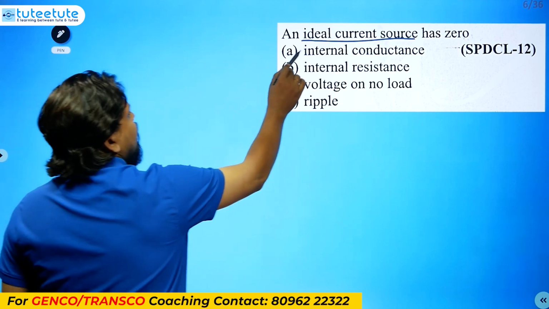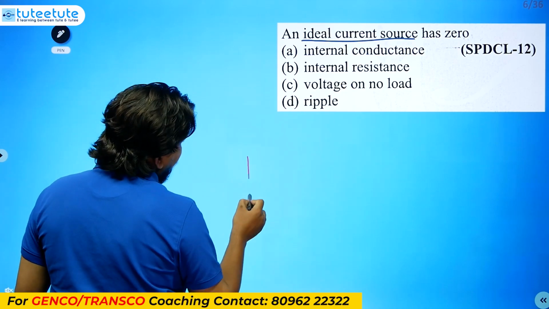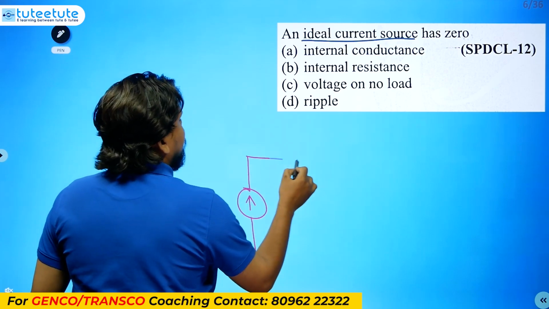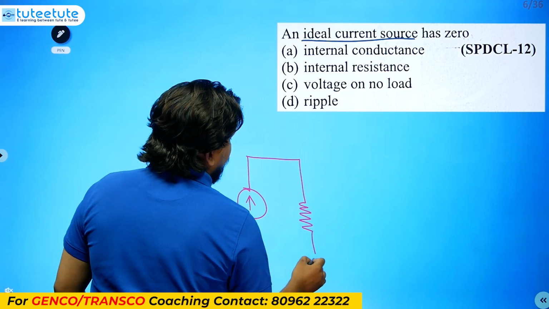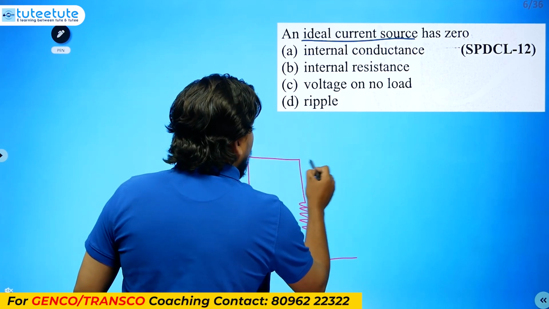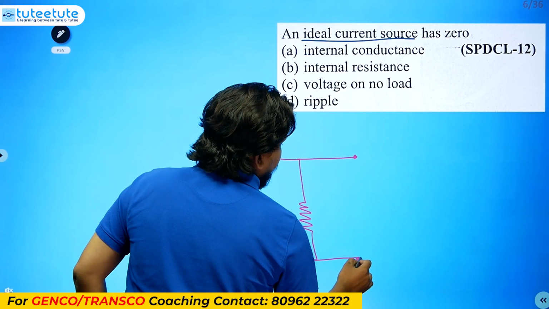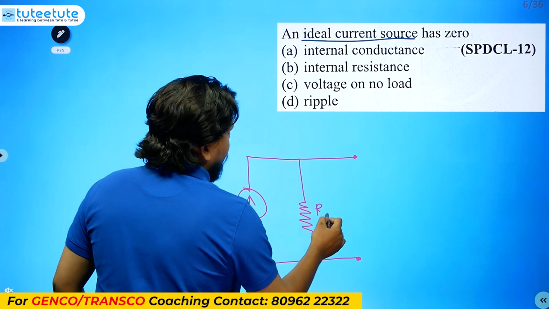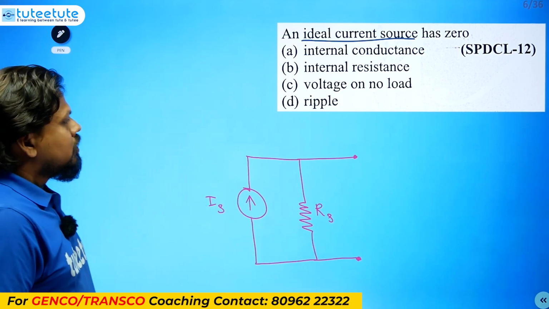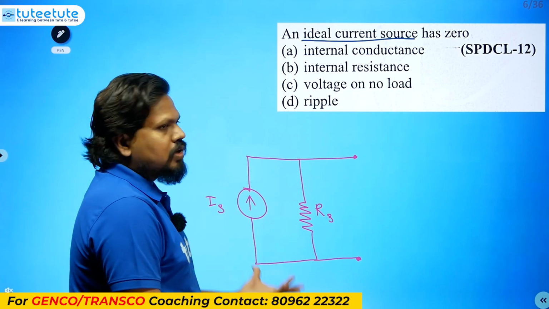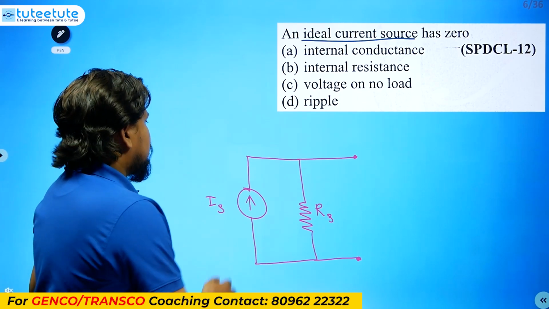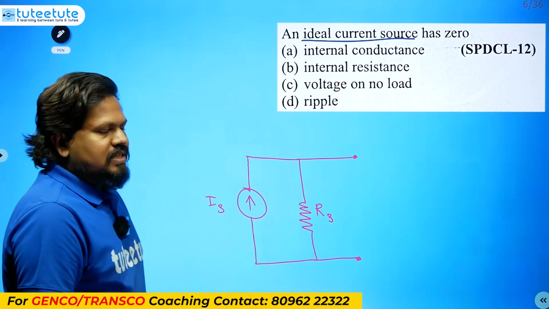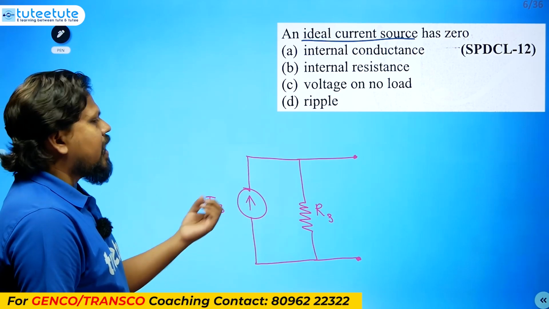What is an ideal current source? Generally, for a current source, its internal resistance must be connected in parallel to it. This is the current source value Is, and this is the internal resistance Rs. We can answer directly, but we have to learn some points. Rs, the internal resistance, is connected in parallel to the current source.